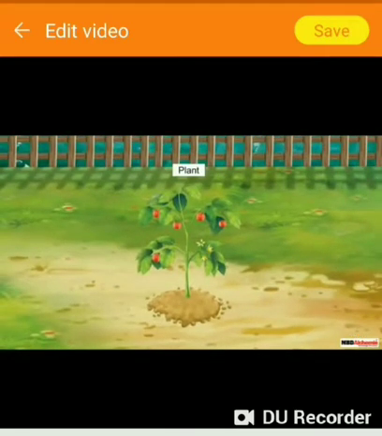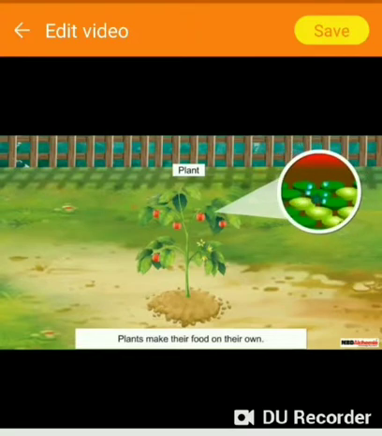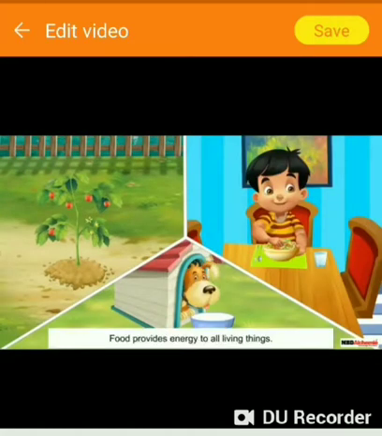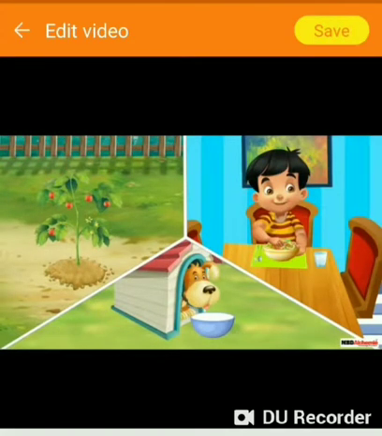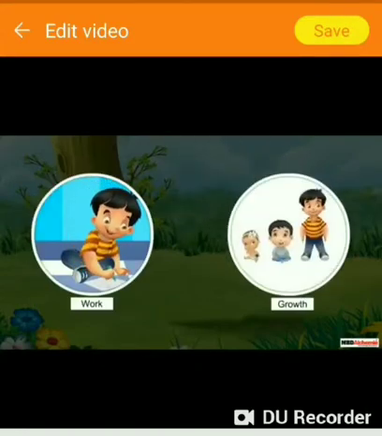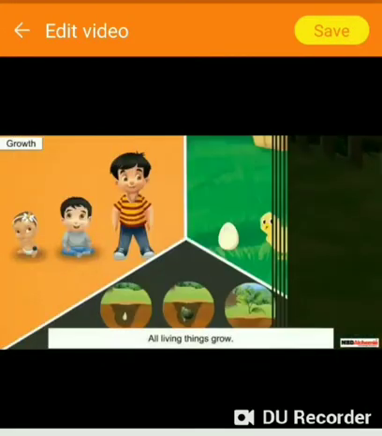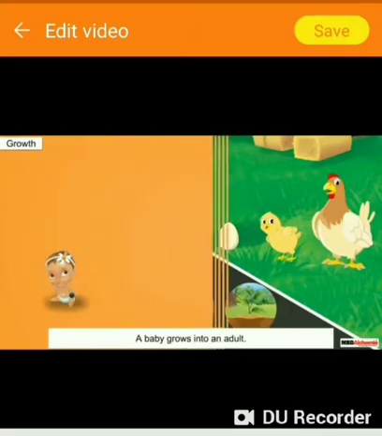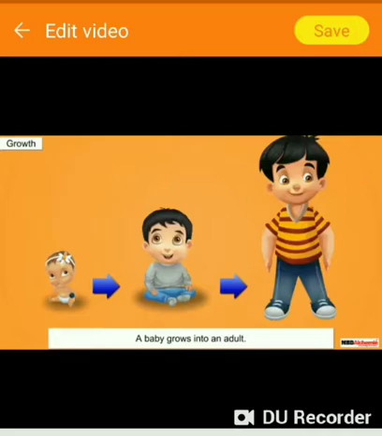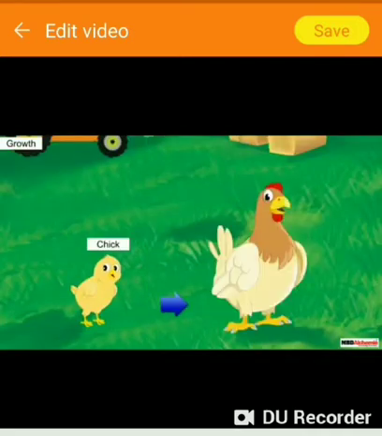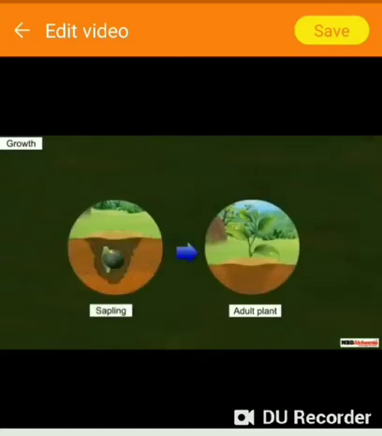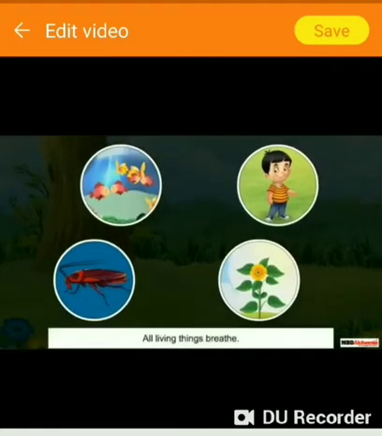Plants prepare their own food using air, water and sunlight. Food provides energy to all living things to work and to grow. Growth. All living things grow. A baby grows into an adult. Chick grows into a hen. Sapling grows into an adult plant.